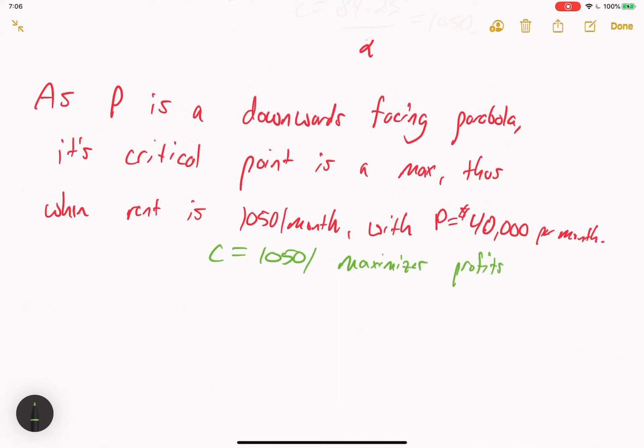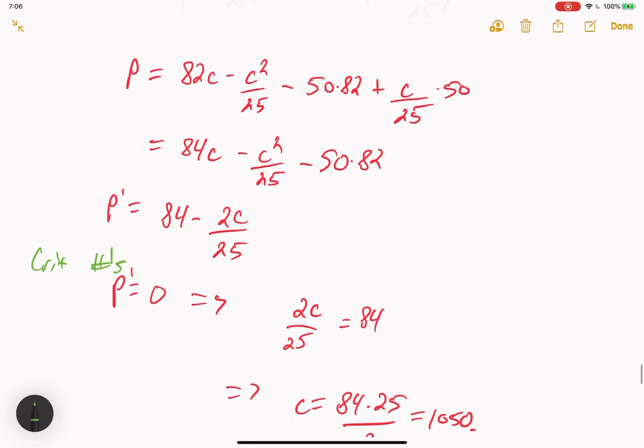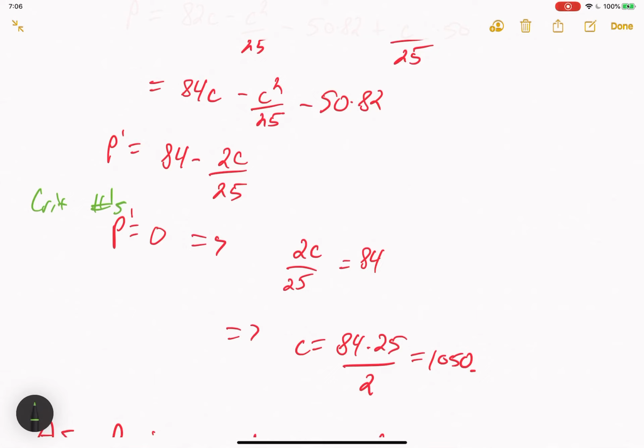So this would be like, per month. And just to be clear on why it's a maximum, let's do some quick interval testing. So 0, we'll do 1050. All right, so P prime, we found the 0 that's going to be at 1050.